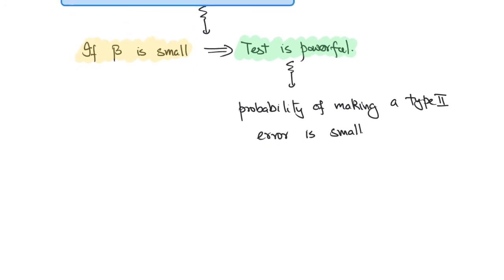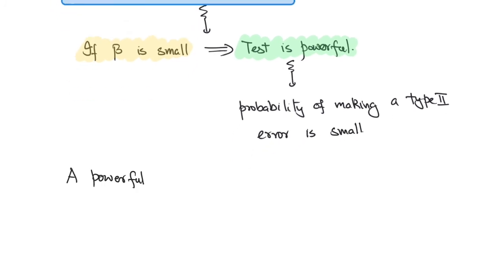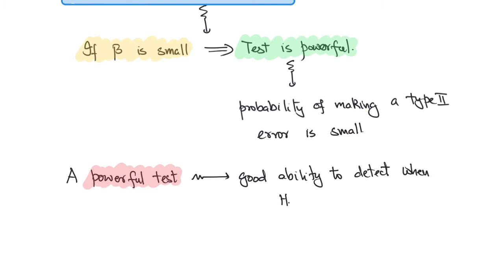Another way of saying this is that a powerful test is going to have a good ability to detect when the null hypothesis is false.